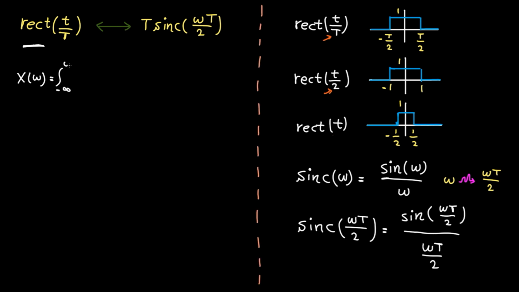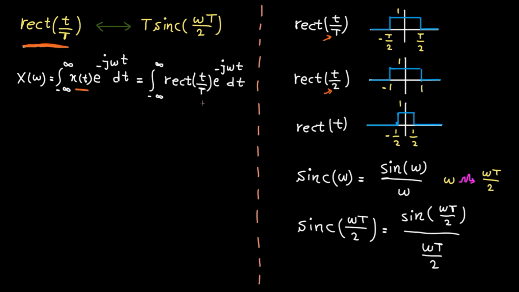I'm going to start with the Fourier transform integral and replace x of t with this function. Here is what we get. This window is non-zero only in this interval, so the integral is non-zero only from minus T over 2 to T over 2, where the function is 1.